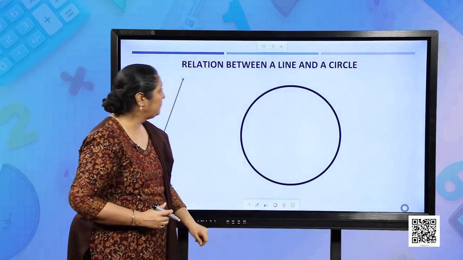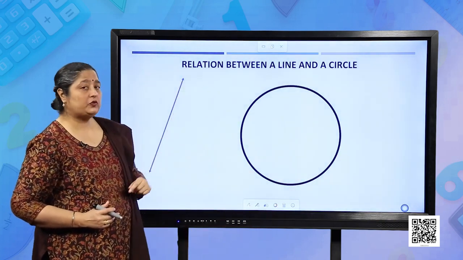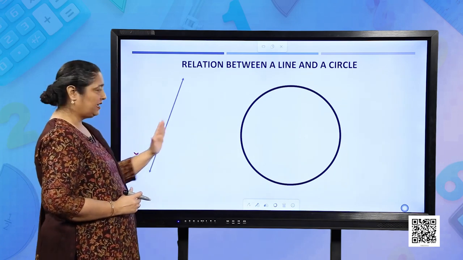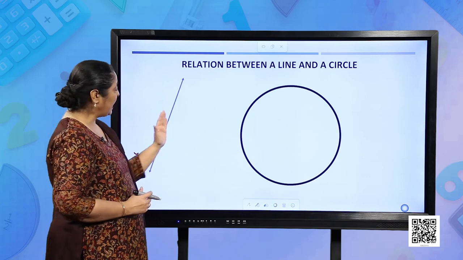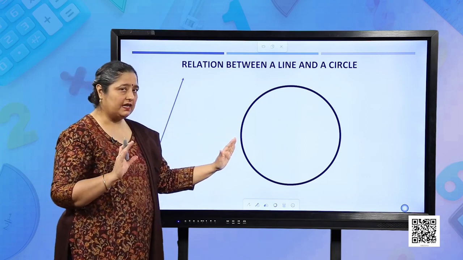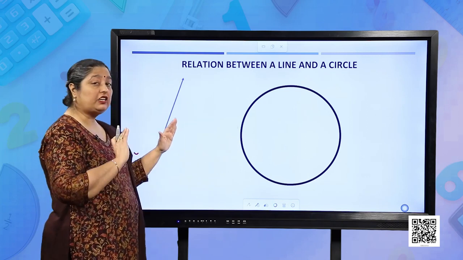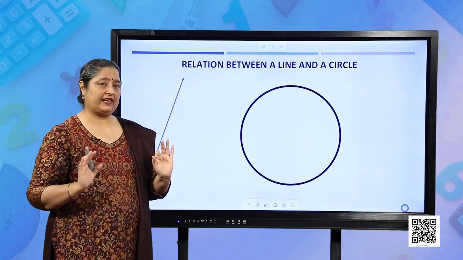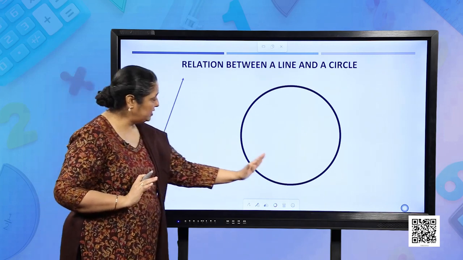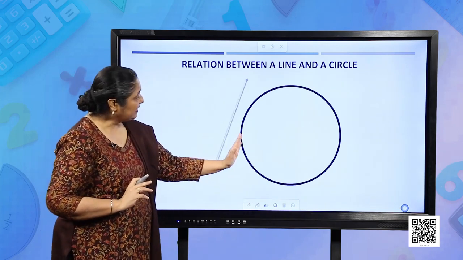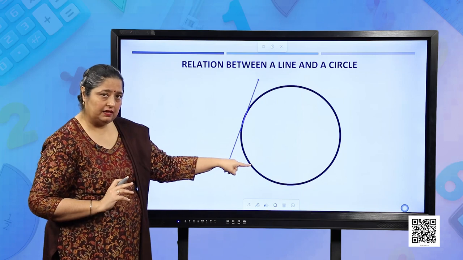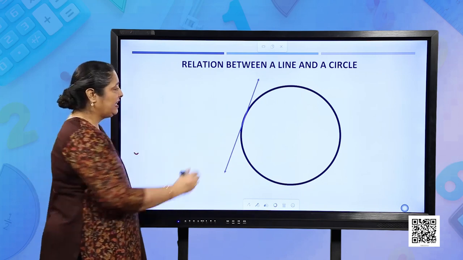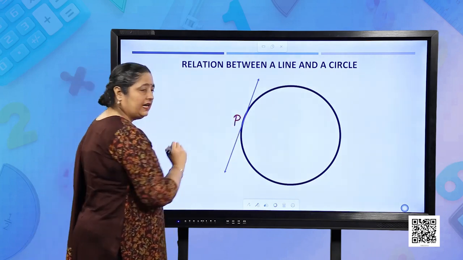We will move forward. We will see the relationship between a line and a circle. Here we see a line and this is a circle. Here the line and the circle are not intersecting. They are wide apart. They are not touching each other. So, this is case 1, wherein we have 0 points of contact. Now, as the line moves forward, the line is touching the circle at one point. Let me name this as P.